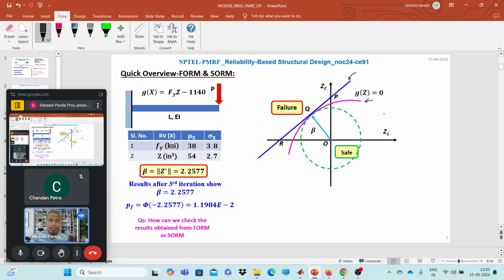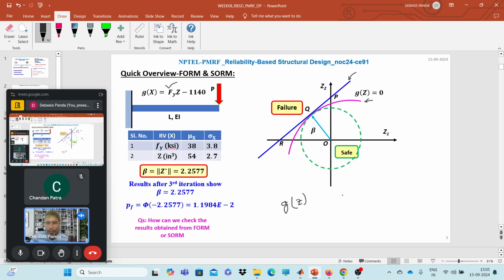What we have seen is that first we have a limit state, we need to convert it into Z space, that means standard normal space. So we need to convert it into G(Z). Now we need to find the distance of the limit state from the origin in standard normal space, and that actually was the definition of the Hasofer-Lind reliability index. So we have solved using the Hasofer-Lind reliability index.